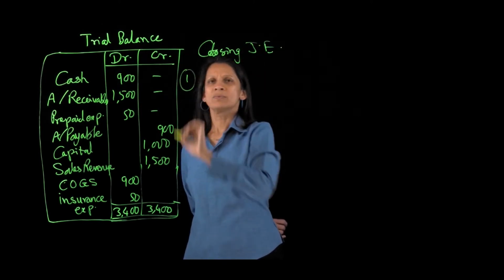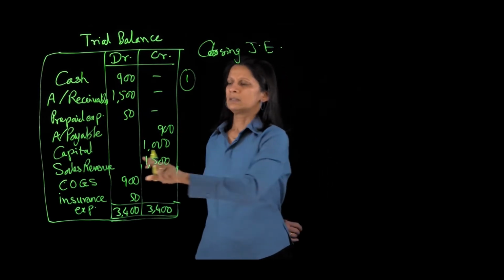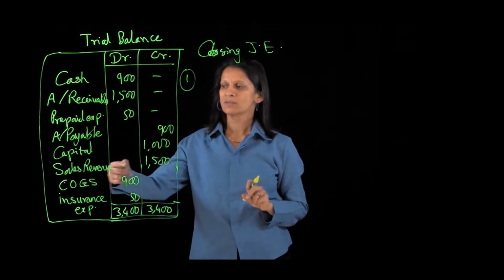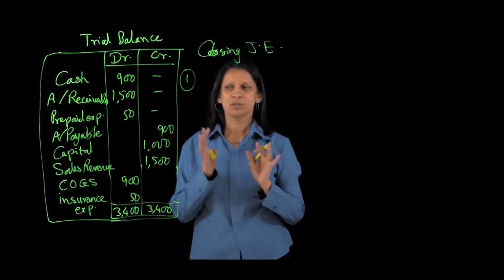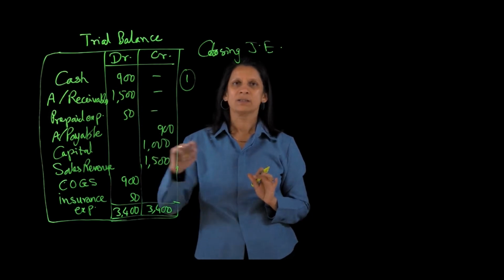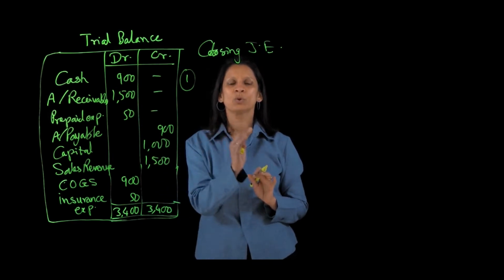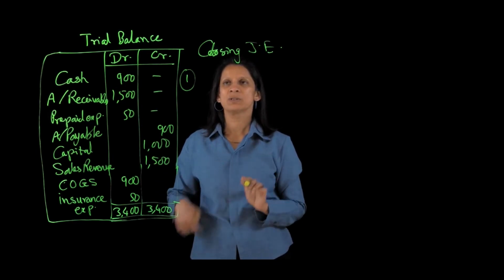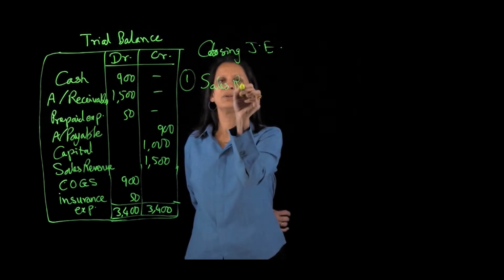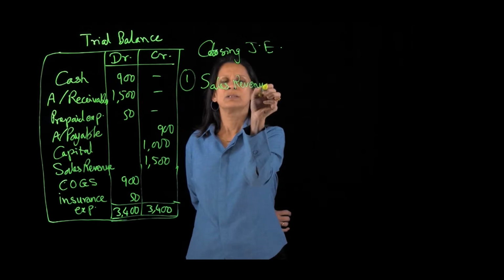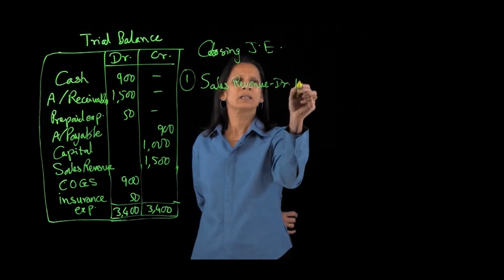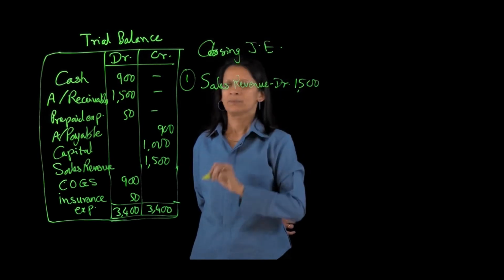The very first one is the temporary account sales revenue needs to be closed, because this is the revenue that we earned just for this period. Revenue, as you can see, has a credit balance. Now in order to close that credit balance and zero it down, you will be debiting the sales revenue account with the same amount of money that you have as a credit in that account.